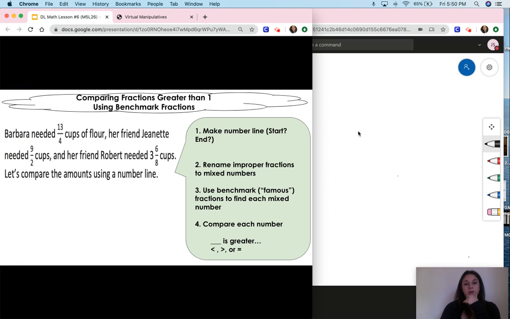Well, let's see. So here's our steps. Step 1, fill in the blank when I pause. Make a number line. Good. Now remember, when we're making a number line, we always want to ask ourselves, where should it start? Where should it end? So keep that in mind.